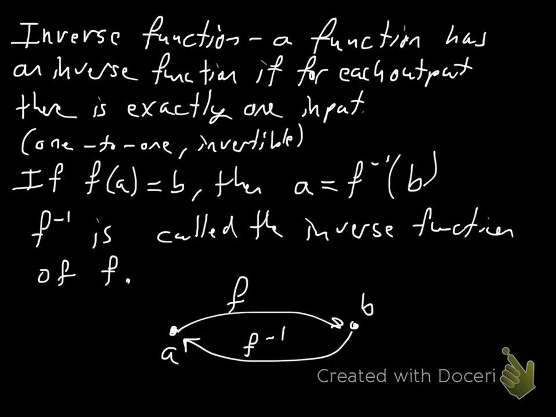To give you a little bit of a picture here, a is in the domain of f, and f takes it to its output of b. Now b is in the domain of f inverse, and it's going to take it right back to where it started. So a function and its inverse are going to undo each other. The domain of f is going to be the range of f inverse, and the range of f is going to be the domain of f inverse. So that just means the domain and the range of f and f inverse are just reversed.